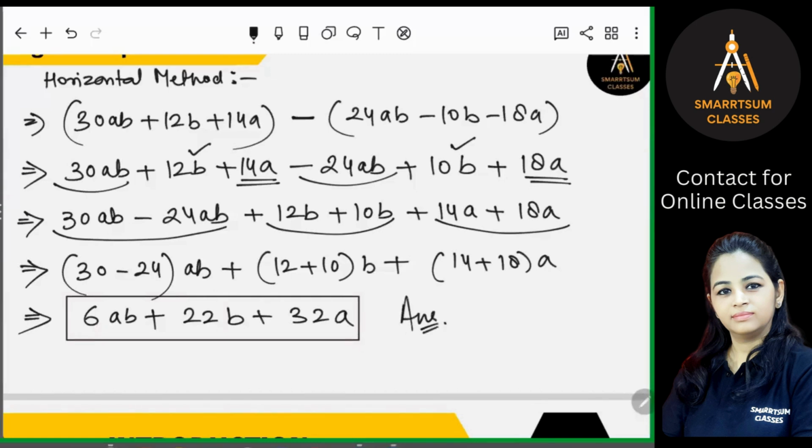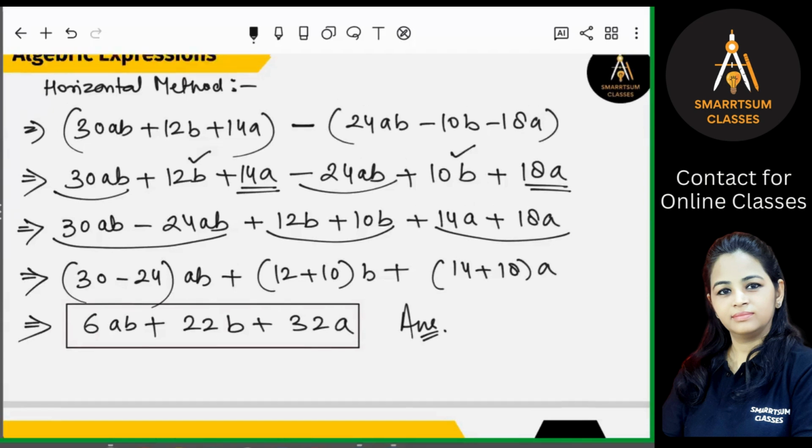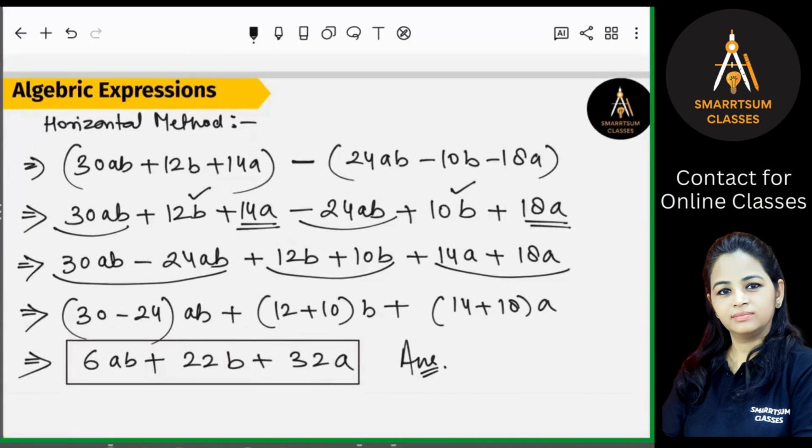So I hope now you are getting how to add and subtract two algebraic expressions using the column method as well as the horizontal method. Yes or no? Please tell me.